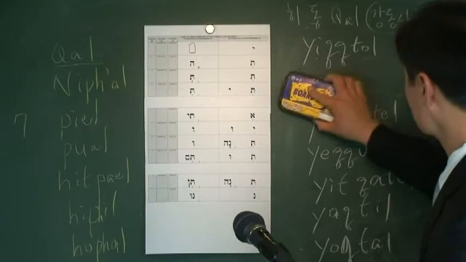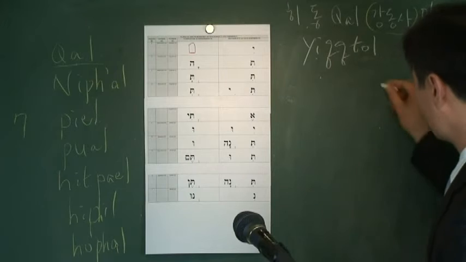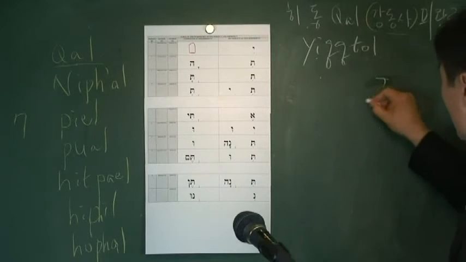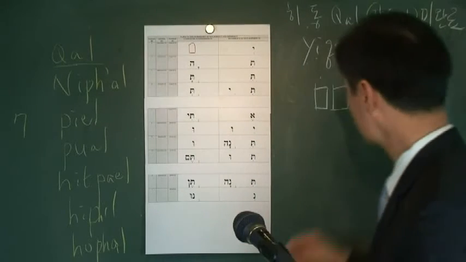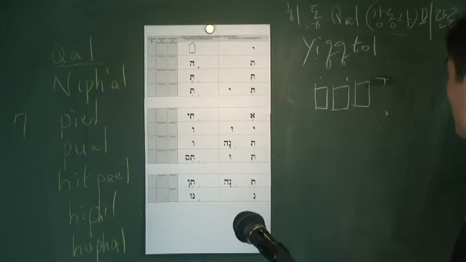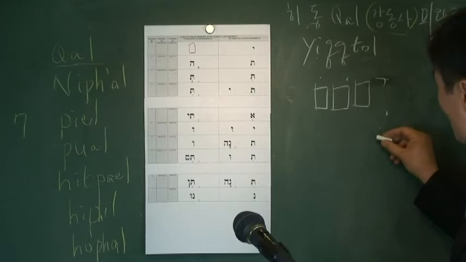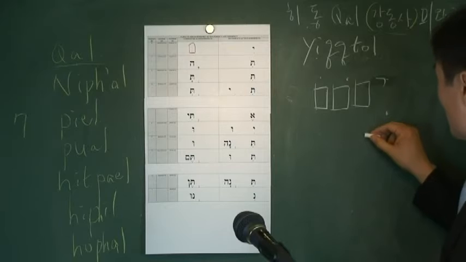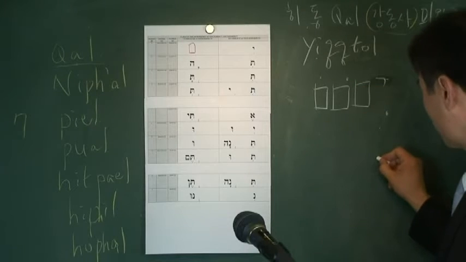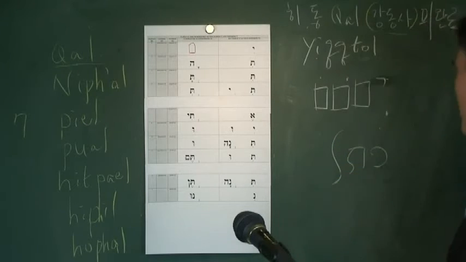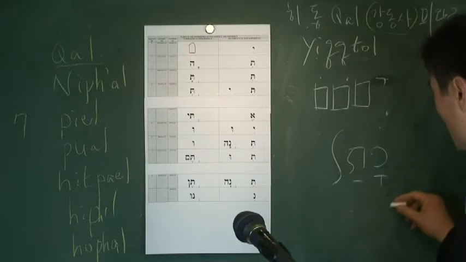Let's look at an example of the kal verb. The imperfect form of the kal was yiktol. Yiktol is written like this. If we were to use a Hebrew verb called yiktol, we would have to know that this verb originally comes from the verb katal. The verb katal can be used in this way.